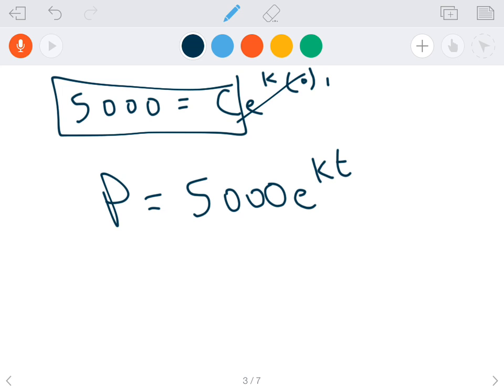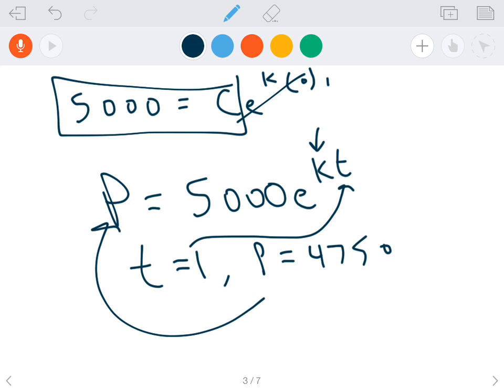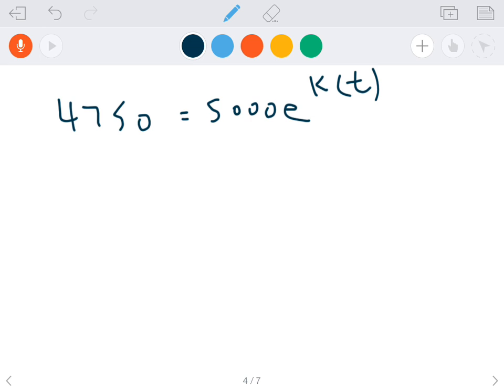Now before I can solve anything else, I need to find k. These problems will always give you some sort of data point with which you can find k, and it does give us one. It says that when t is 1, p is equal to 4,750. I have a value to plug in for t and a value to plug in for p, so I can solve for k. Let's do it. I have 4,750 equals 5,000 e to the kt, but we know that t is 1.